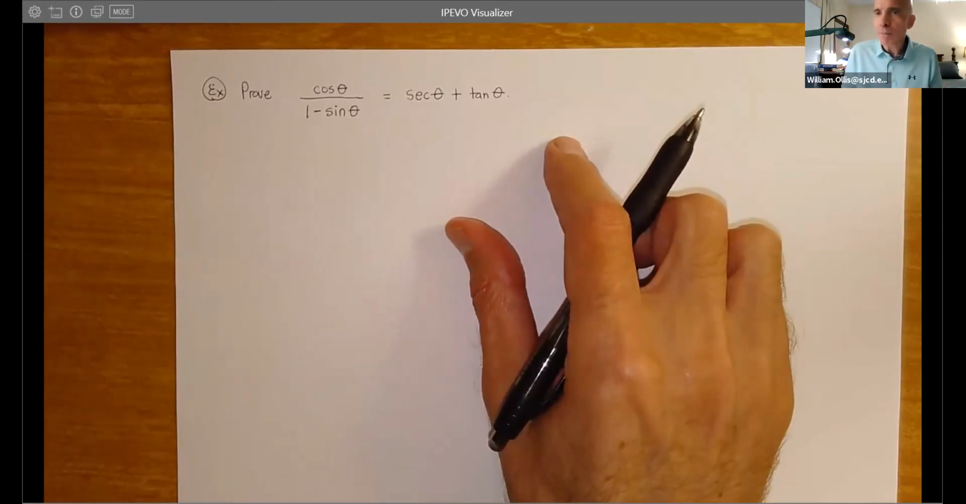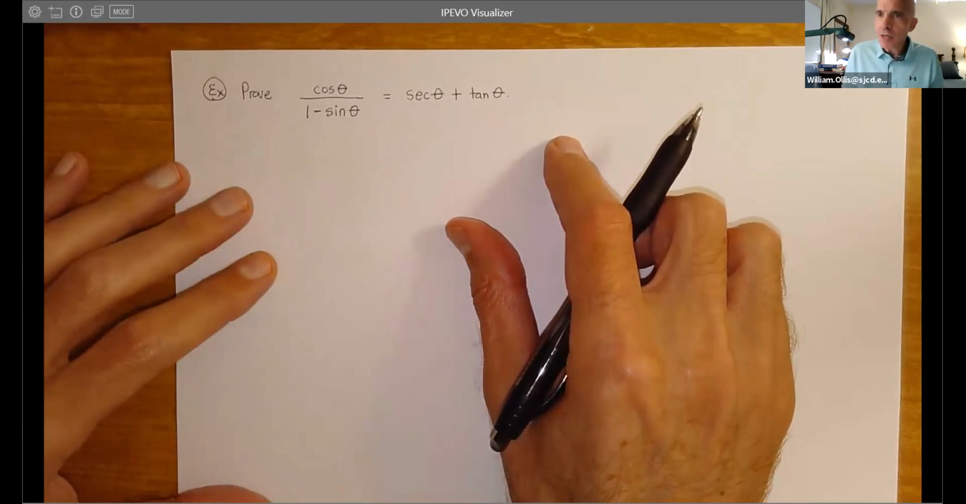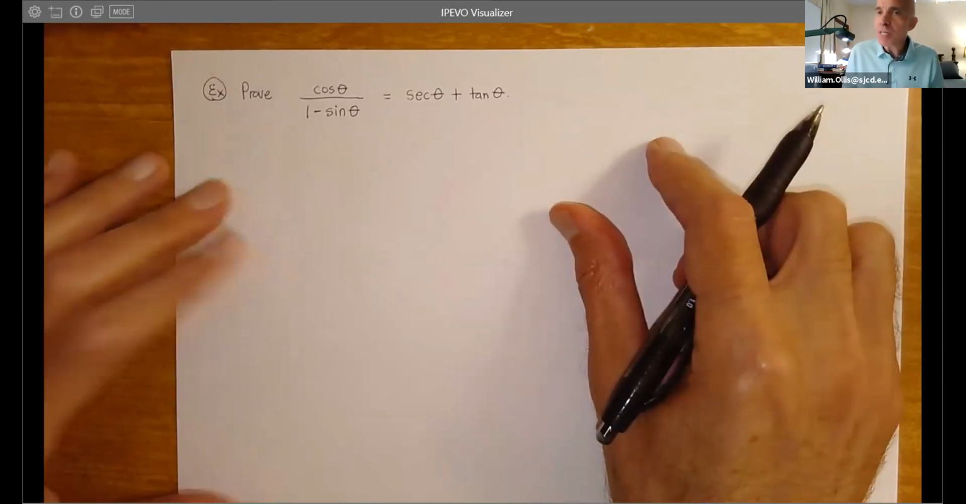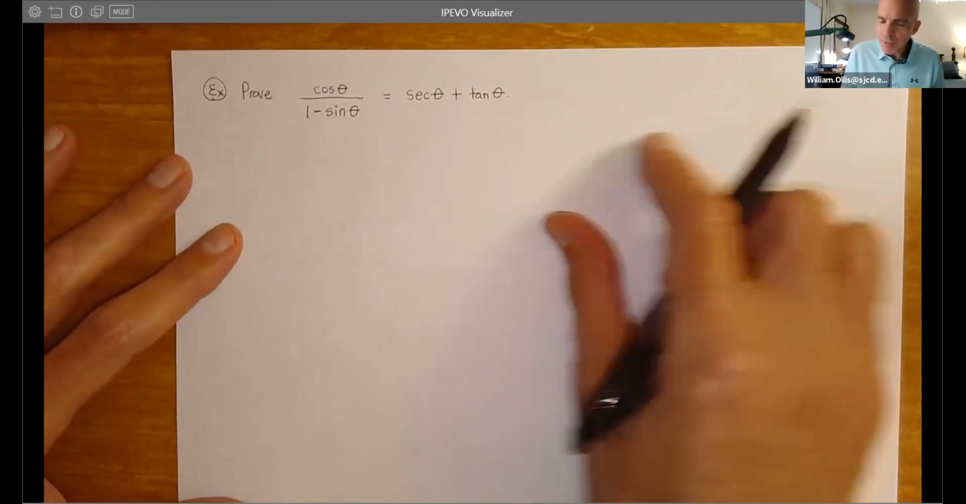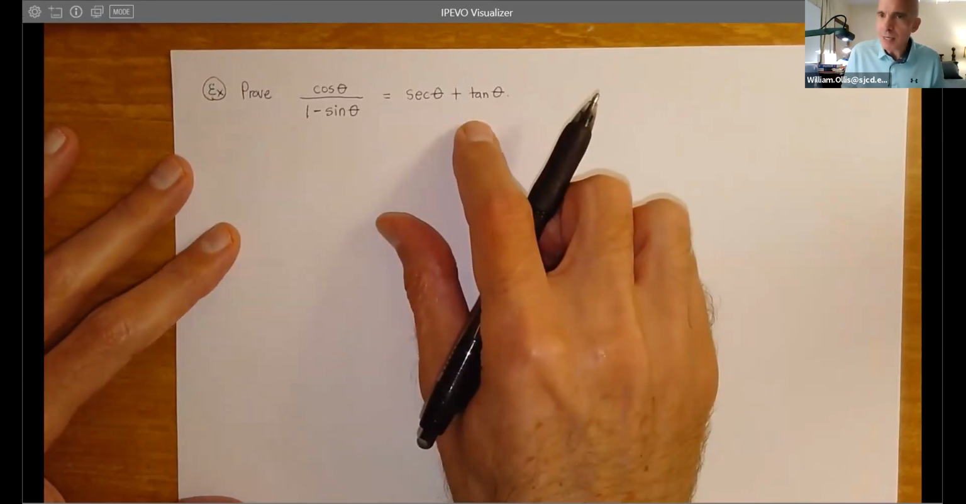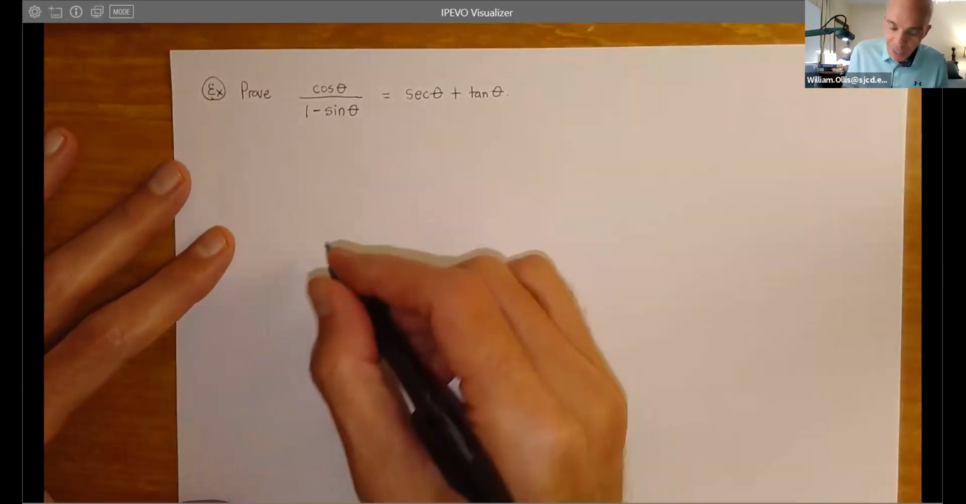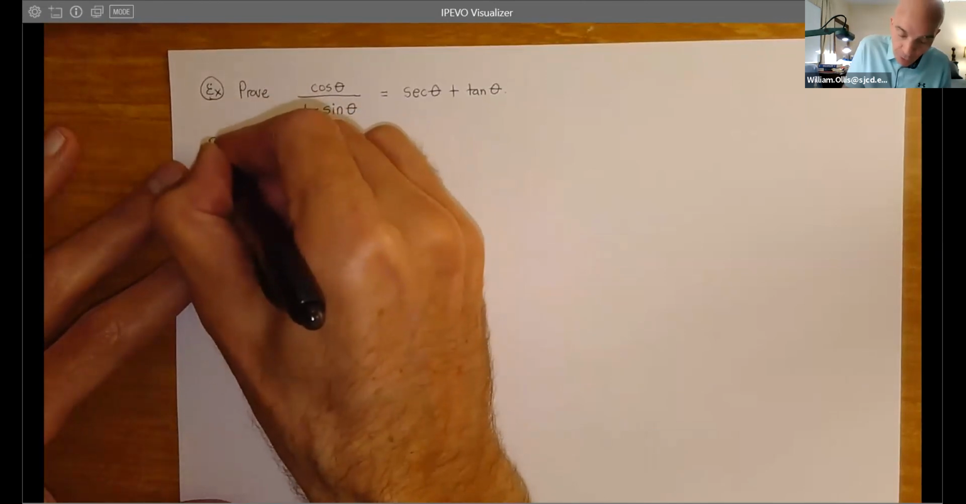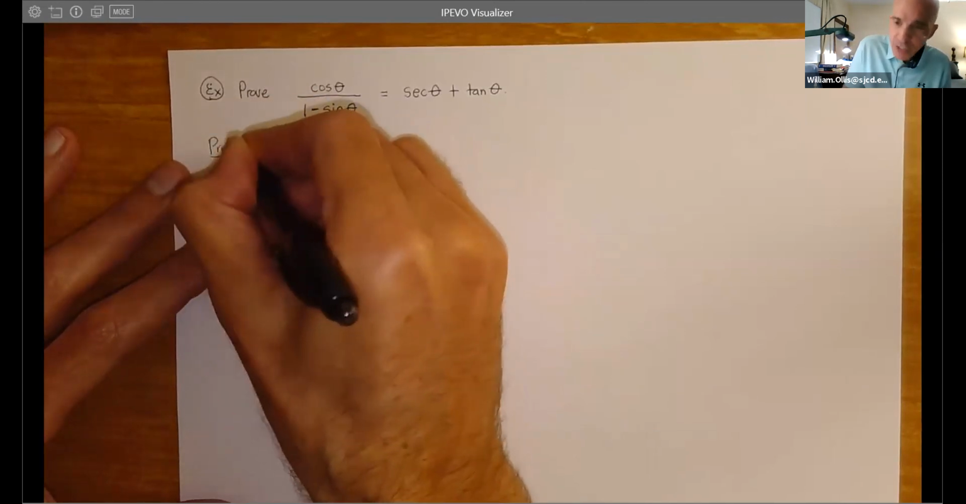And if you use the identity a lot, then it becomes second nature. Like 1 plus tangent squared is secant squared. We use that all the time. That's something that we've got up here. It's very basic, but something we use all the time. Now, this one might not be something we see a lot, but we still can do the transformation process.